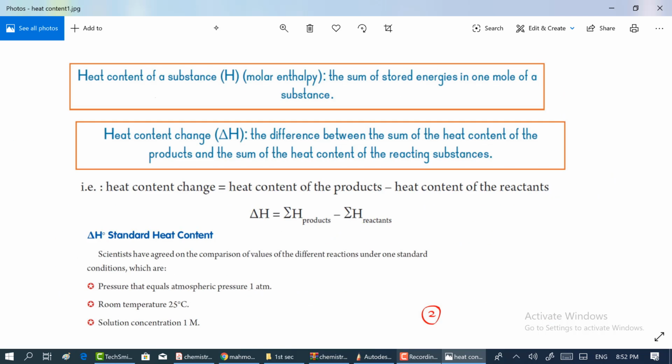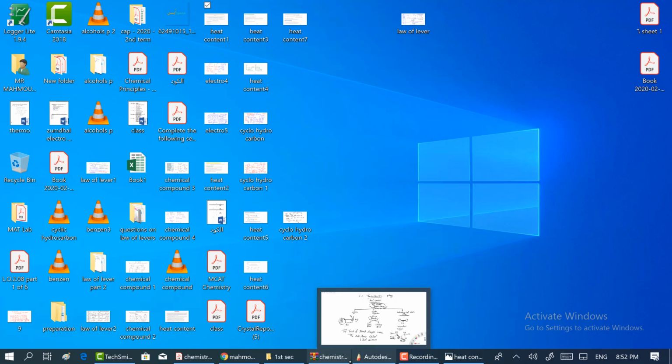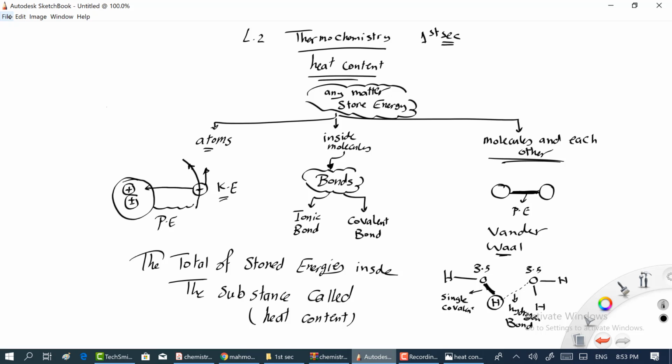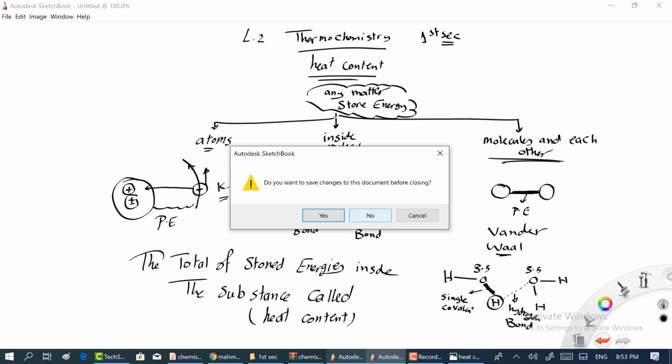What is meant by the heat content or molar enthalpy? The sum of the stored energy in 1 mole of the substance. The heat content or molar enthalpy is the sum of the stored energy in 1 mole of the substance. Now we are going to talk about the heat change. Heat change means the difference in heat, delta H.